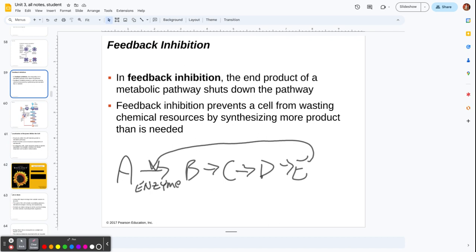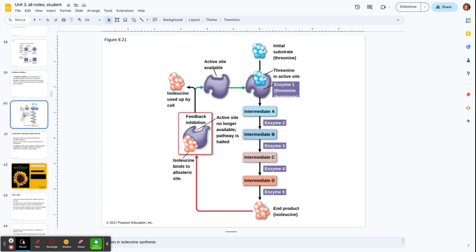So each one of these has an enzyme associated with it. A to B would have an enzyme, B to C, C to D, and D to E. And what it will do is if that E concentration is high enough, it shuts it down by doing that allosteric regulation. It changes the shape of the active site, and now it's not going to work anymore. And that's actually shown on this next page.